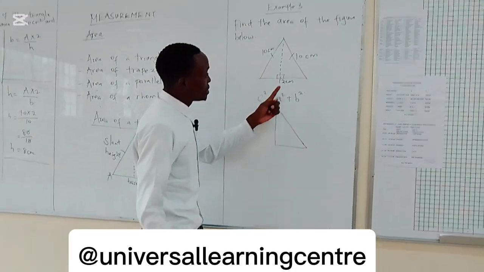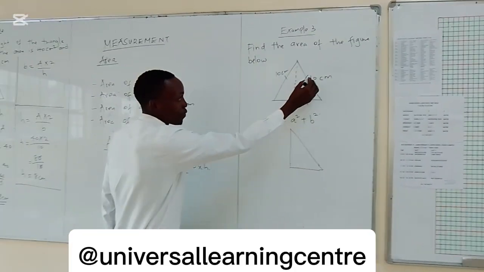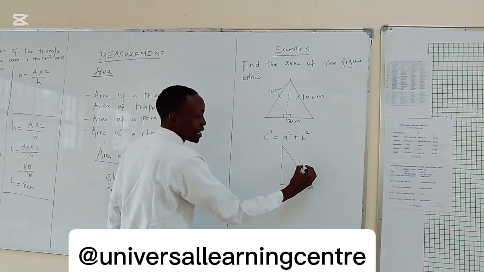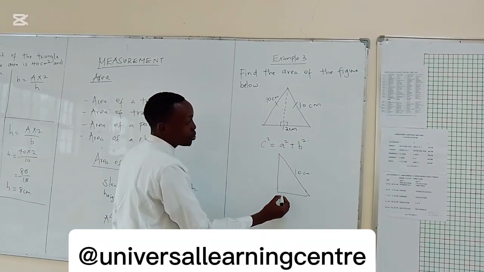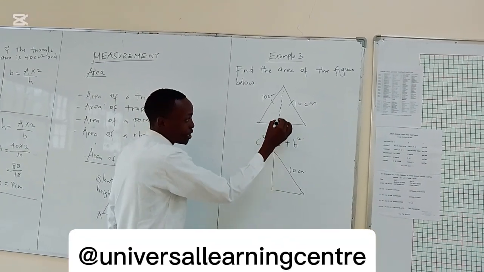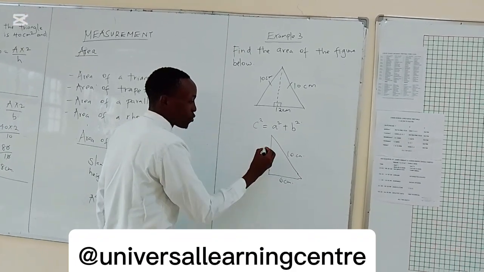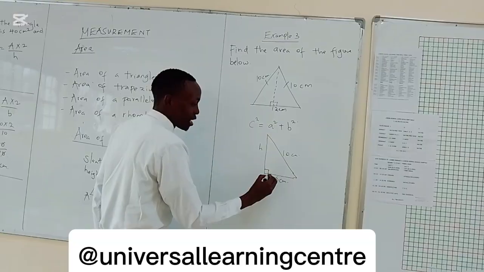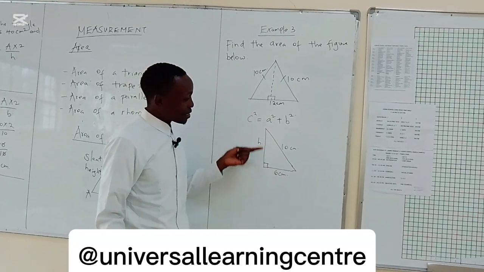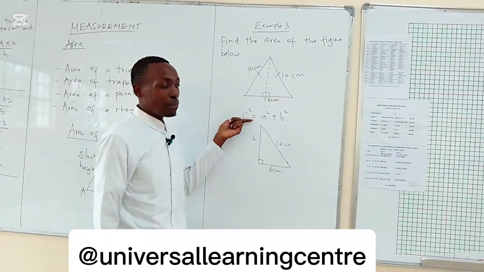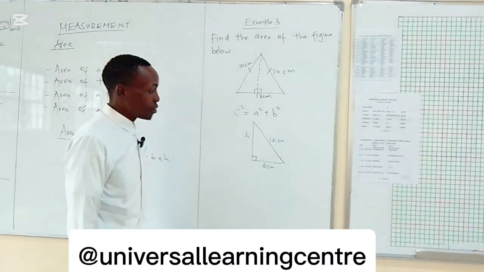So this comes from this diagram here. The slanting height was 10 centimeters. The base was 12, now divided by 2, means here you have 6 centimeters. Now we want to work out the height, that forms a right angle triangle. Don't forget that this Pythagoras theorem only applies for a right angle triangle.